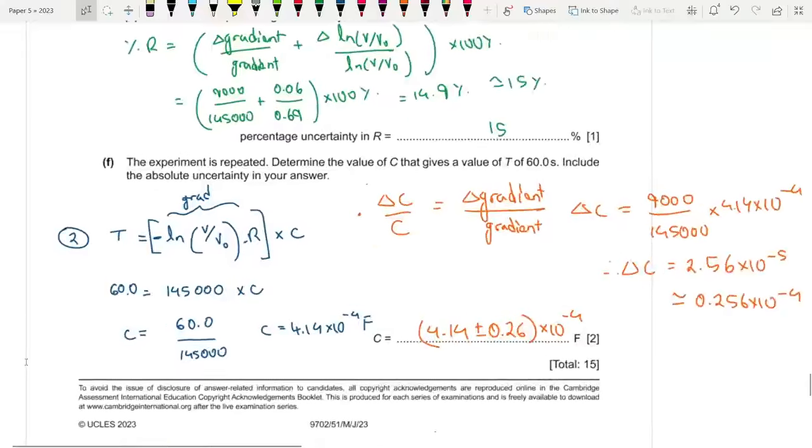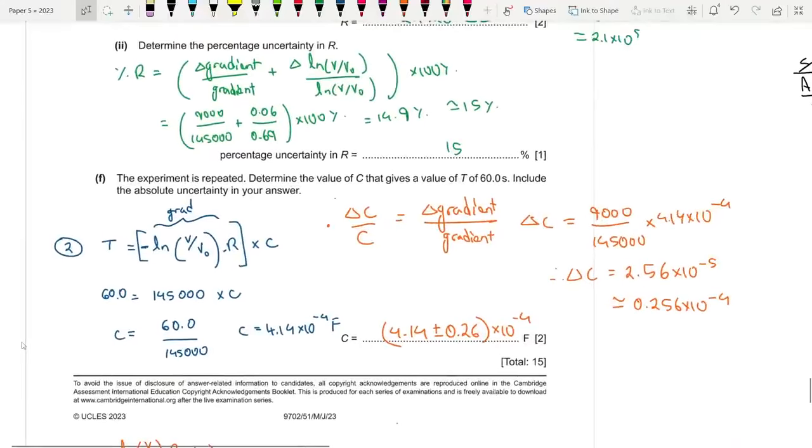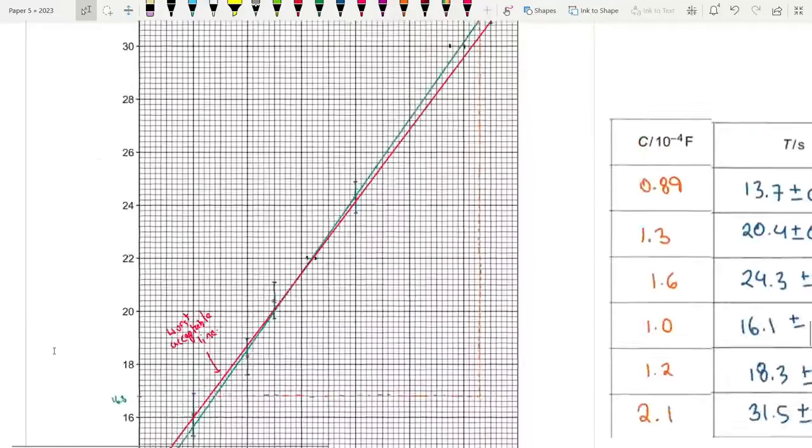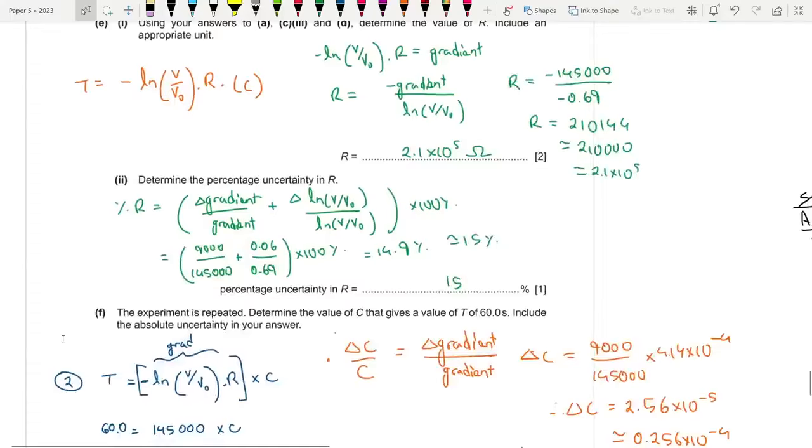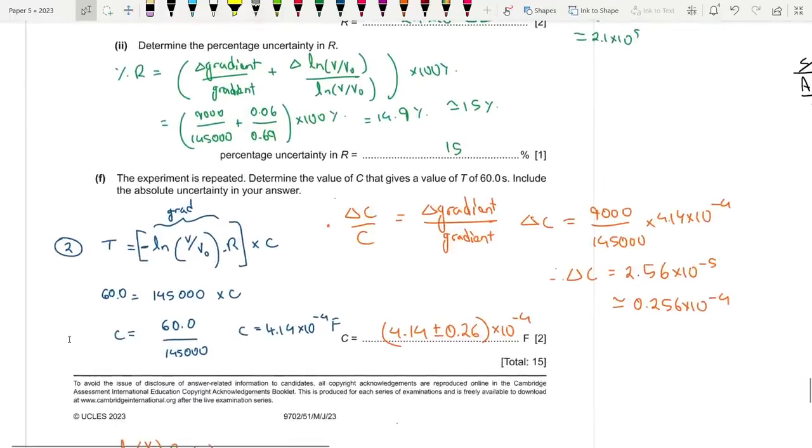And finally, the experiment is repeated again, and determine the value of C that gives a value of t of 60 seconds. Include the absolute uncertainty in your answer. Fine. So we know that t is equal to minus ln(V/V0) R times C, and minus ln(V/V0) R is the gradient itself. So I can just input 145k in place of minus ln(V/V0) R. Don't be a rookie and include the minus sign. The minus will disappear when you input the gradient. That's the important part over here.